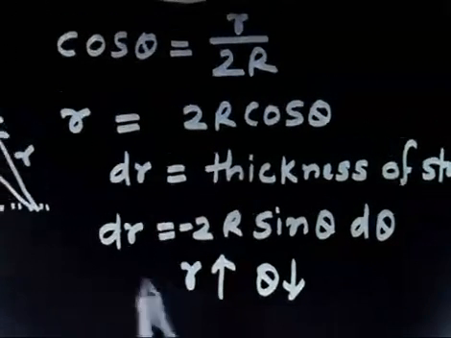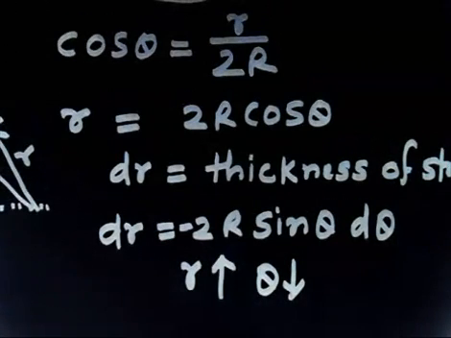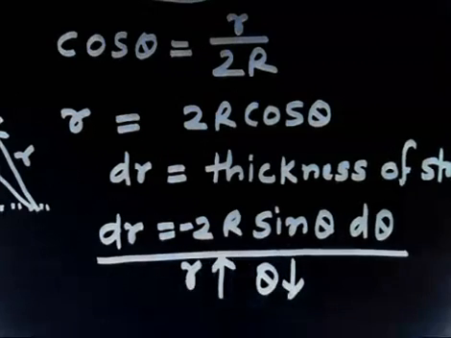Now an important point in this case: dr is not r d theta. Generally, we write dr equals r d theta when you have a circular section. In this case, dr is not related to r d theta. Dr is related by this expression.